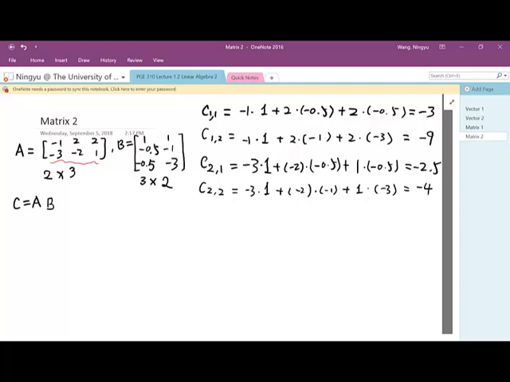So in this way, if we just fill these numbers into the 4 positions in element C, we get our result. C11, first row, first column. C12, first row, second column. C21 is the second row, first column. And C22 is the second row, second column. That is our C equals A times B.